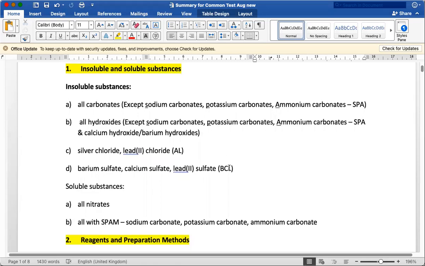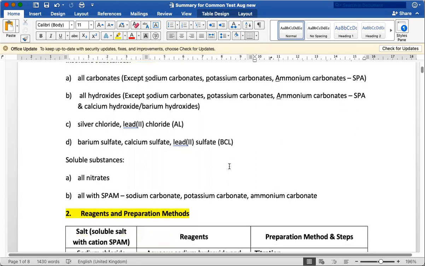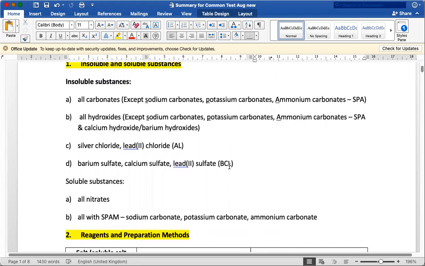So I will start with how you name soluble or insoluble substances. It's not just restricted to salts. I also will talk about hydroxides as well. Okay, so in the syllabus, it's very important to recognize what are the insoluble and soluble substances so that we can write the correct state symbol and determine the correct method of salt preparation.